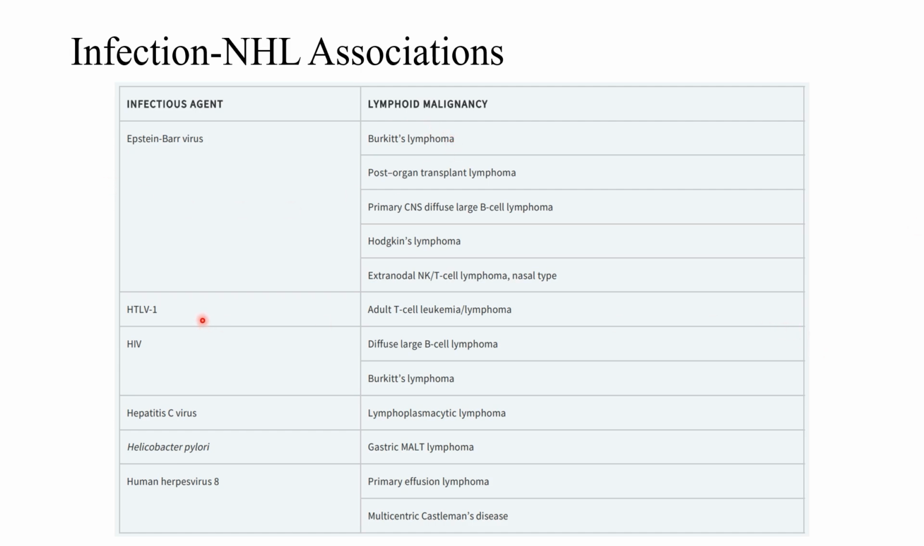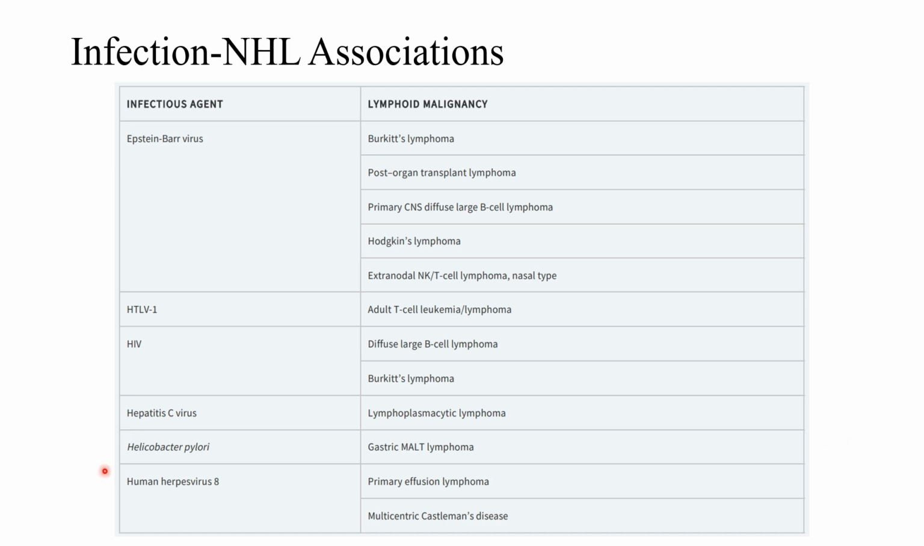HTLV-1 is associated with adult T-cell leukemia or lymphoma. And then another big association is HIV, associated with DLBCL and Burkitt's. Remember what we said, anything that's going to immunosuppress the individual is going to put them at increased risk for really any malignancy, but especially a non-Hodgkin's lymphoma. And so with HIV, you have both an infection and an immunosuppressed state. So you hit the patient twice with that.